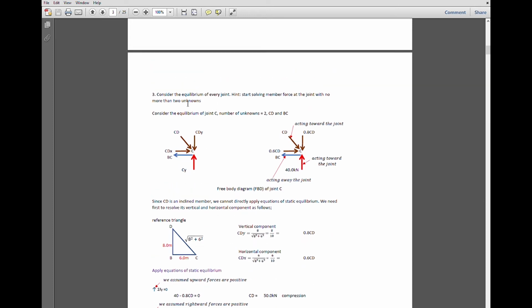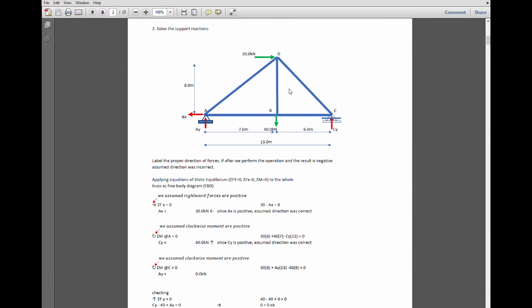We now consider the equilibrium of every joint. So the hint is start solving member force of the joint with no more than 2 unknowns. So titignan natin yung truss. Titignan natin kung alin sa mga joint ang mayroon lang 2 unknown. Hindi tayo pwedeng magsimula doon sa joint kung saan 3 ang unknown. Katulad nitong joint D na ito. Okay? Or joint B. Sa joint B, pwede natin makuha itong BD kaagad. Pero itong BC at saka BA, hindi natin pwedeng makuha muna yun.